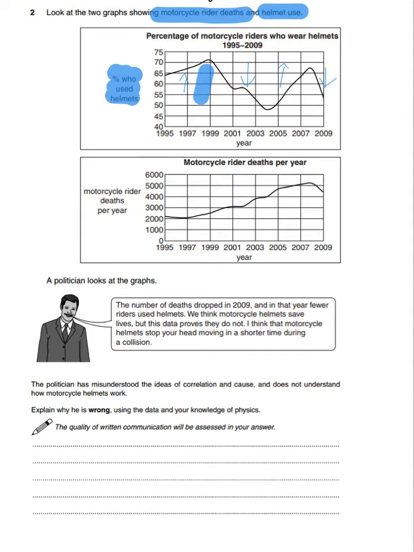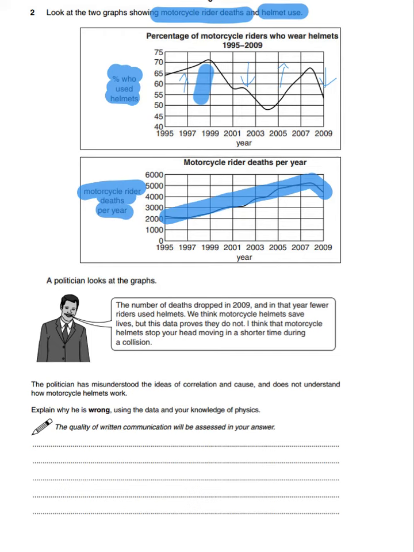Next one is motorcycle rider deaths per year. And you can see it's a bit clearer, this one. We've got a general trend up, and then more recently, 2007, 2009, it appears to go down. So we've got two quite different graphs. There doesn't seem to be any obvious correlation there.